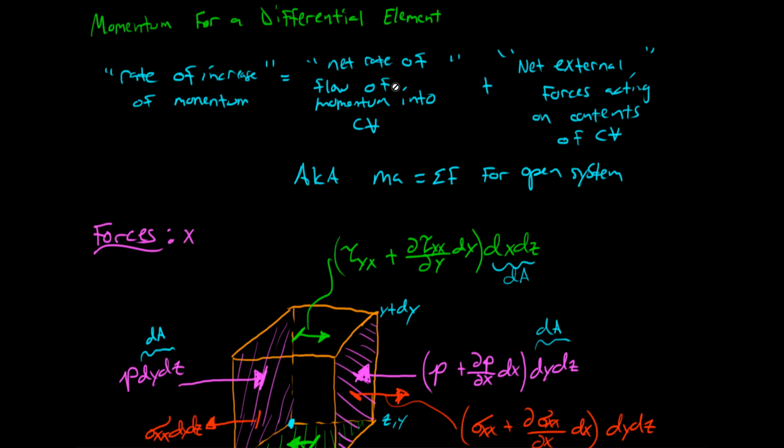In other words, this is really just F equals ma, but for an open system, where the left-hand side is ma, and the right-hand side is the flow of momentum in and out plus the forces acting on it.